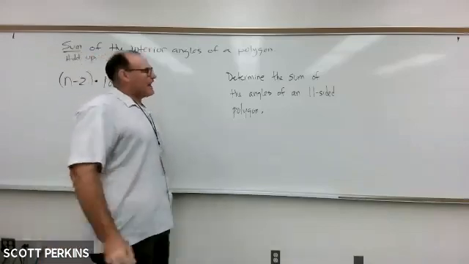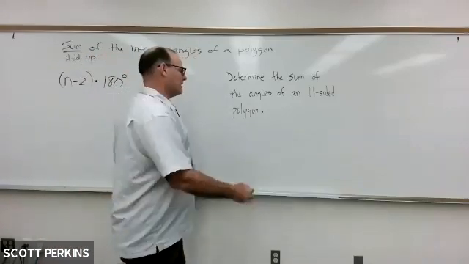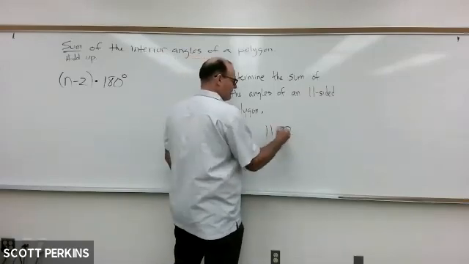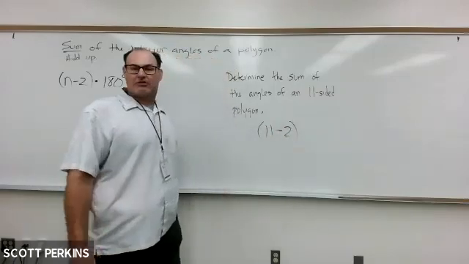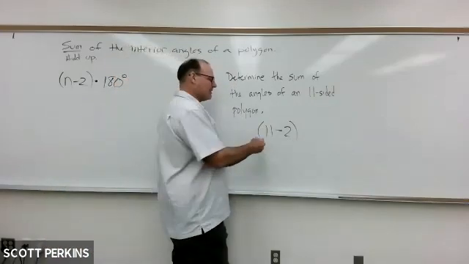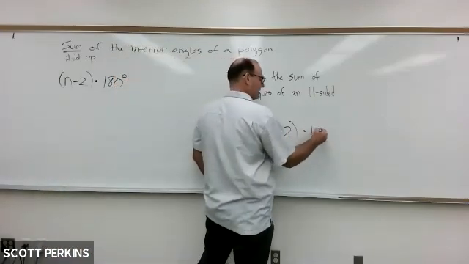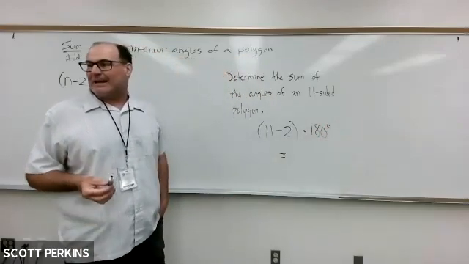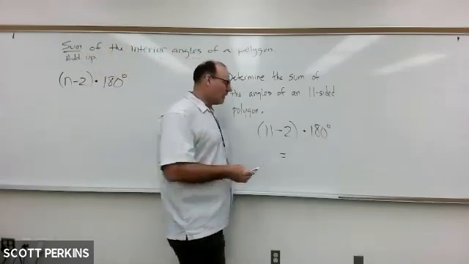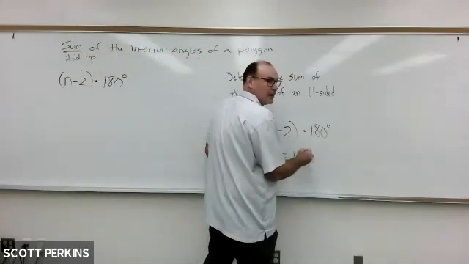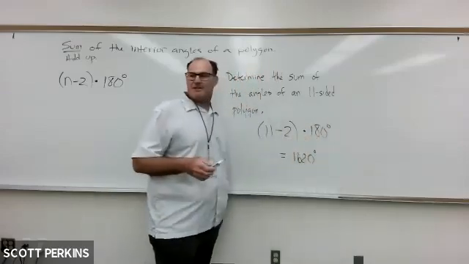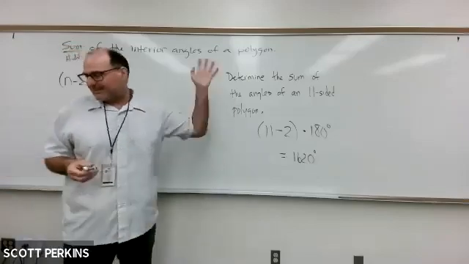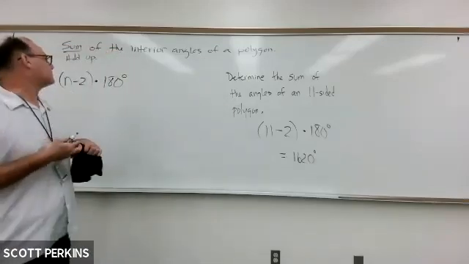Okay, so the sum of the angles of an 11-sided polygon, well, if I have 11 sides, that means I can cut it up into 11 minus 2 triangles by that relationship we just saw a minute ago. And then I'm going to take those 9 triangles, each of them has 180 degrees. So what is 9 times 180? 1,620, did I hear you correctly? Awesome, 1,620 degrees, perfect.